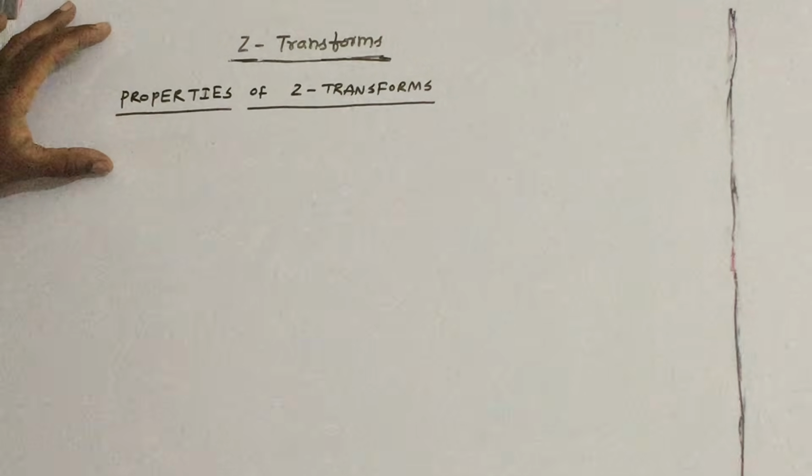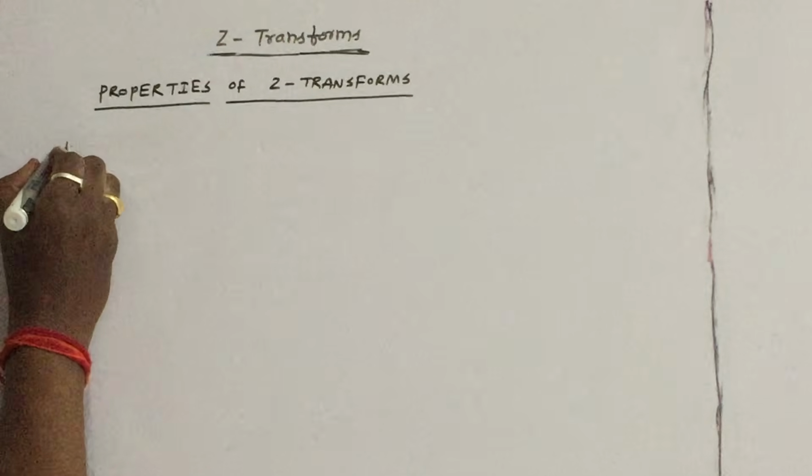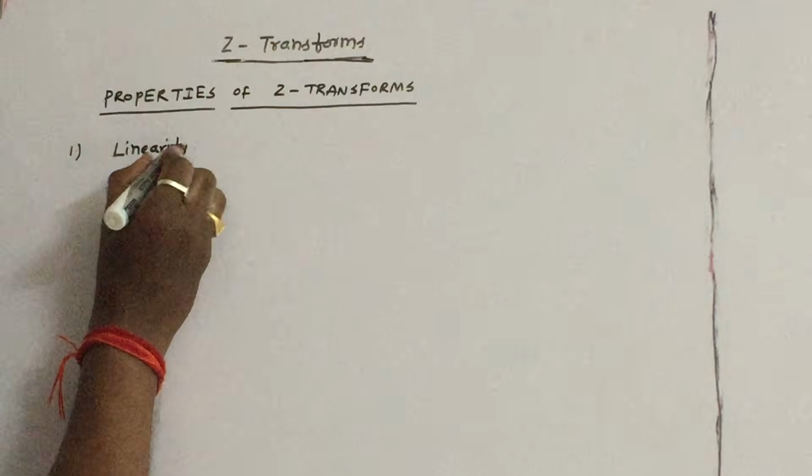Hi, let us discuss the properties of Z transform. Let us see the first property. The first property is linearity.